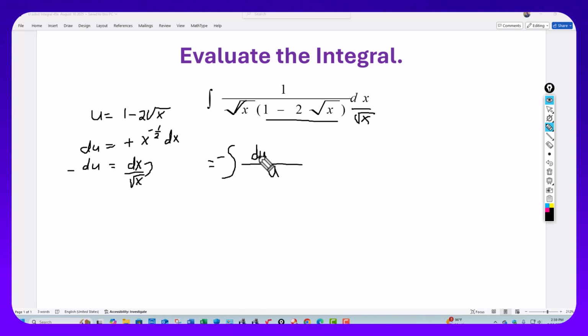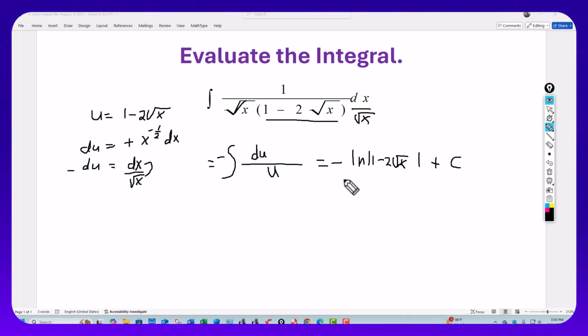So we have minus du over u. And you should recognize that as your integration formula for the natural log. This would just give me minus, it's still there, and du over u is the natural log of the absolute value of u, but we always have to go back to the original variable. So that's 1 minus 2 square root of x, and that is plus the constant of integration.